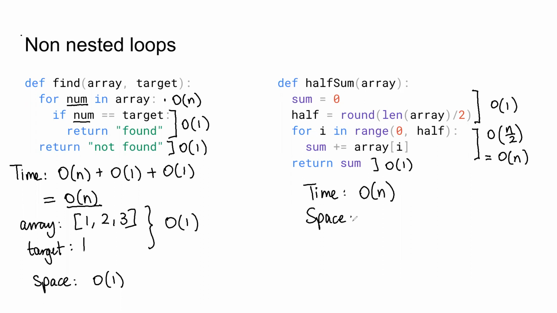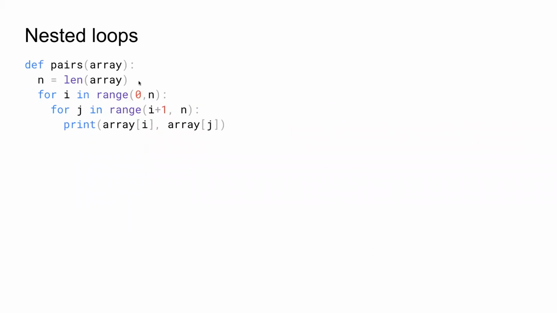As for the space complexity, well, again, we are just keeping a couple of pointers, so the space complexity is O of 1. In this function, we print out the pairs in an array using a nested loop. Let's go through an example. We'll use the array 0, 1, 2, and 3.